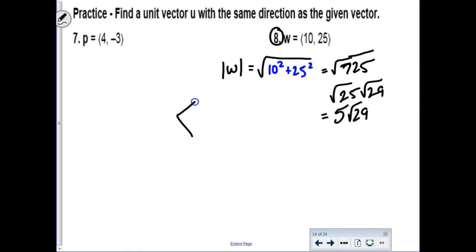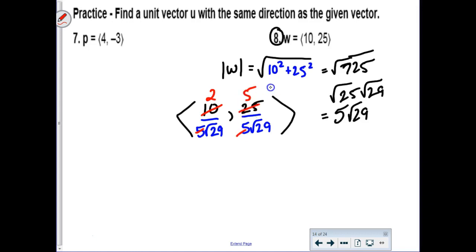So we're going to take our original vector of 10, 25, and we're going to divide each component by this magnitude. Now we have the added layer of fun, because not only do you have to rationalize this, but you're going to have some reduction as well. Let's actually do the reduction first. If you look at your coefficients on this first component, you have 10 over 5, which obviously is just going to reduce to a 2. And similarly over here, 25 over 5, that'll reduce to just a 5.